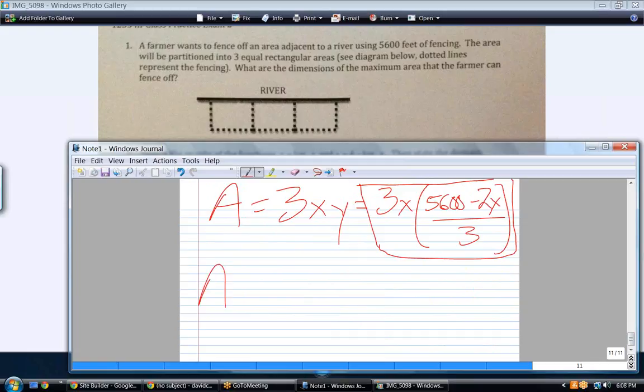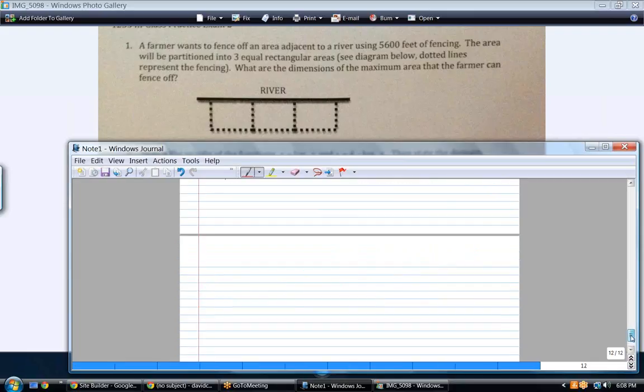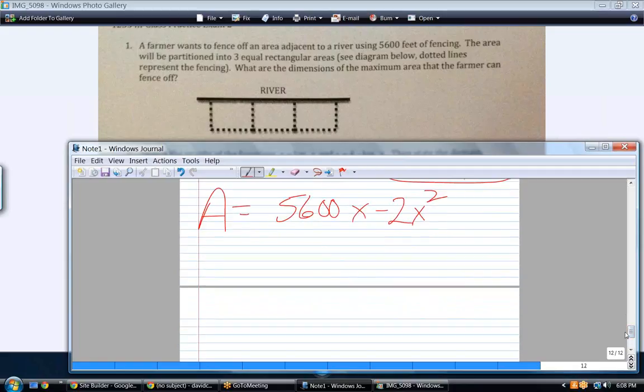Could have done this a little easier, huh? Let me do this for starters. So now we have a quadratic. There's our area of our corral, or whatever you want to call it. How do I find the maximum?